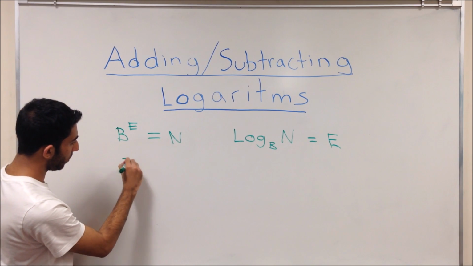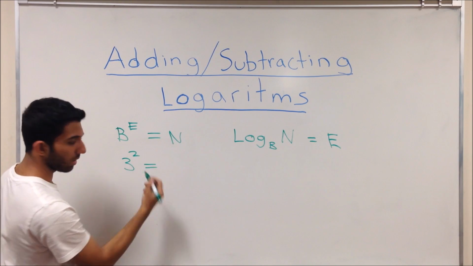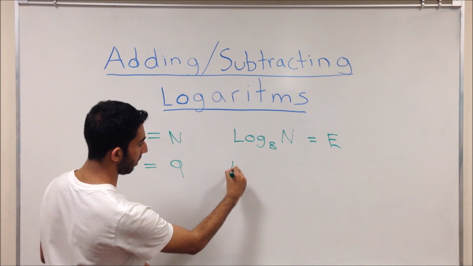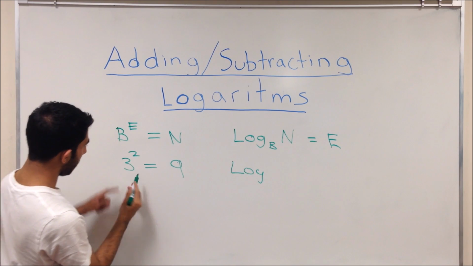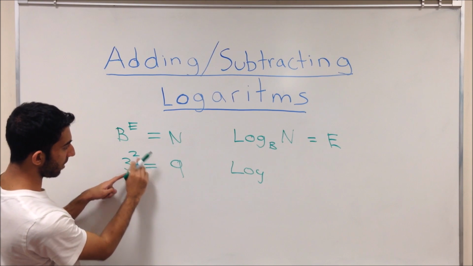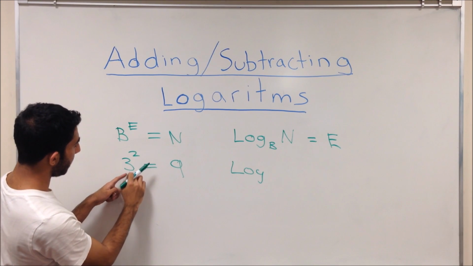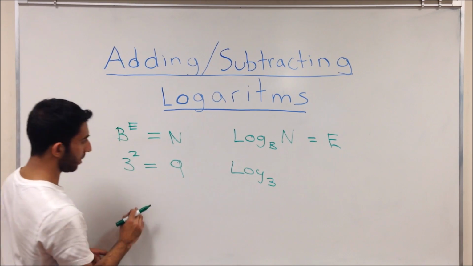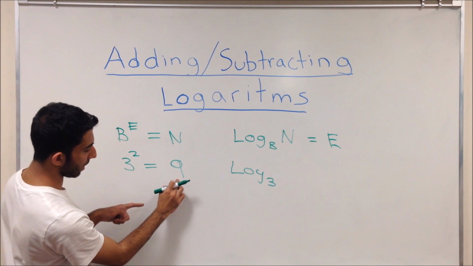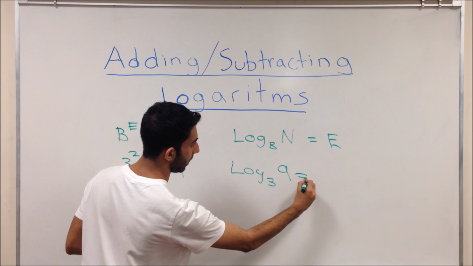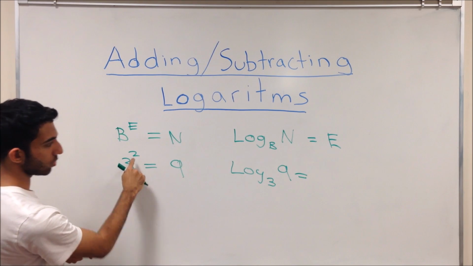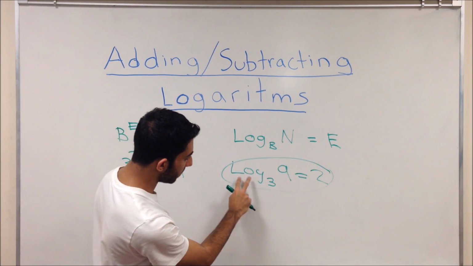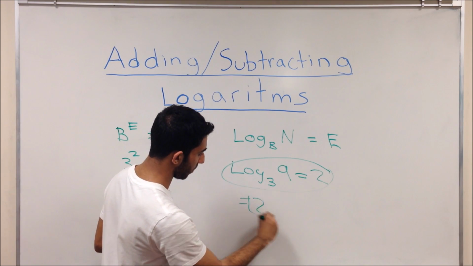So let's say 3 to the power of 2 is 9. When you take this form into the log form, it will be log. This is the base, the 2 is the exponent, and the 9 is the number that the b to the power of e equals. So the base will be 3, the n, which is 9, will come here, and it will equal the exponent, which in this case is 2. So this is how a log is expressed, and the value of this log is simply 2.